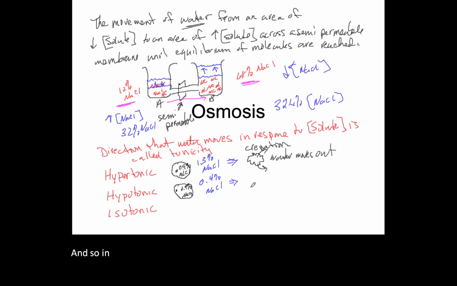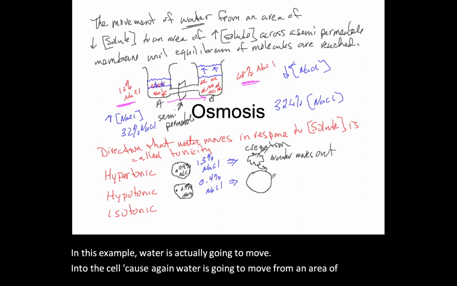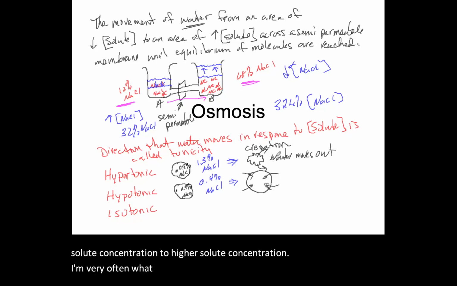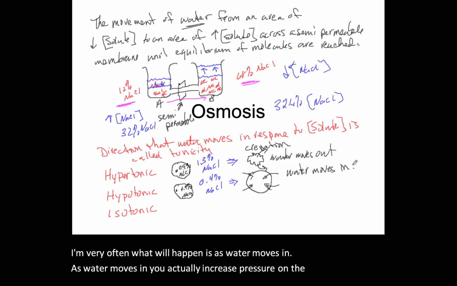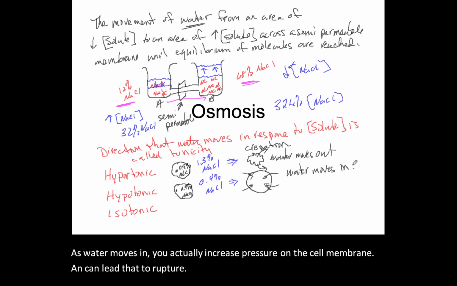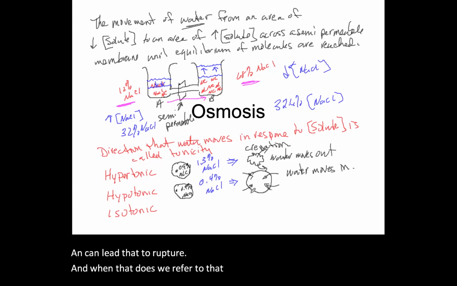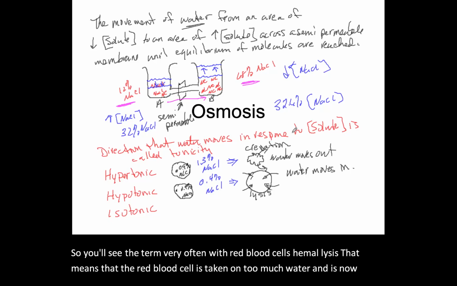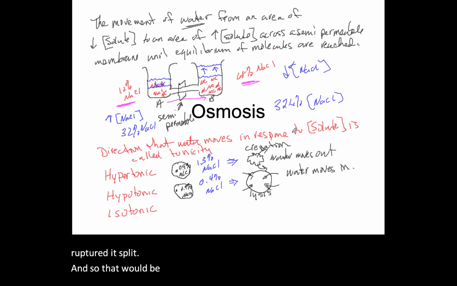So in this example, water is actually going to move into the cell because, again, water is going to move from an area of lower solute concentration to higher solute concentration. And very often what will happen is as water moves in, you actually increase pressure on the cell membrane and can lead that to rupture. Right. And when that does, we refer to that as lysis. So you'll see the term very often, like with red blood cells, hemolysis. That means that the red blood cell has taken on too much water and is now ruptured. It's split. All right. And so that would be a hypotonic environment.